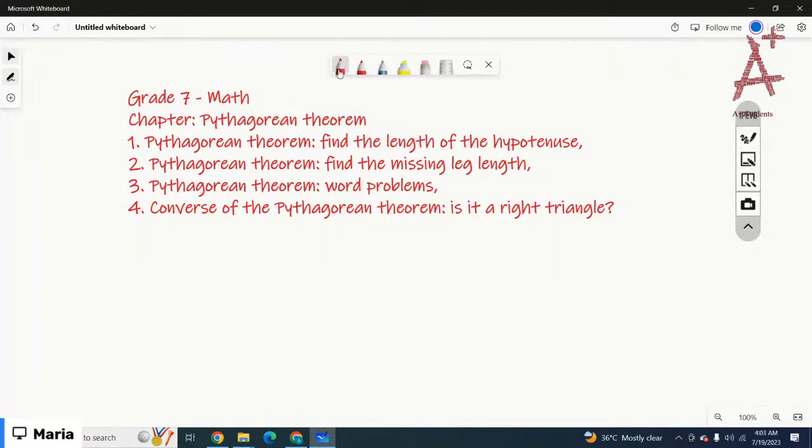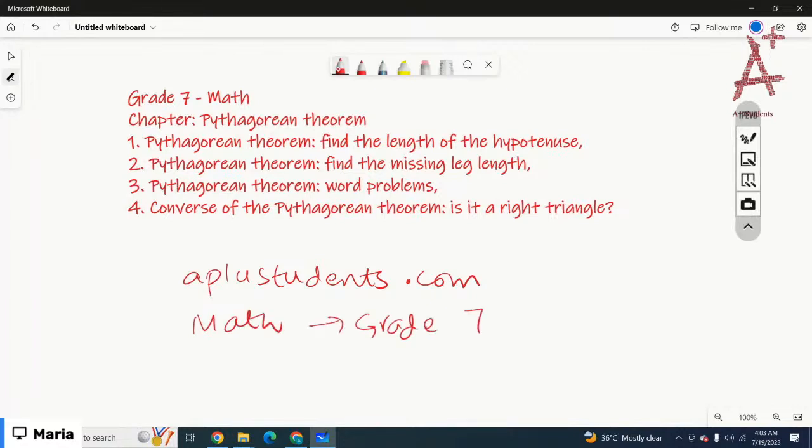You can find all the lessons on aplusstudents.com. You have to log in there using your email address and the password provided by the administrator. Then you have to select math from the subject tab, scroll down to grade 7, and then click on view all lessons. There you can find the list of the chapters.